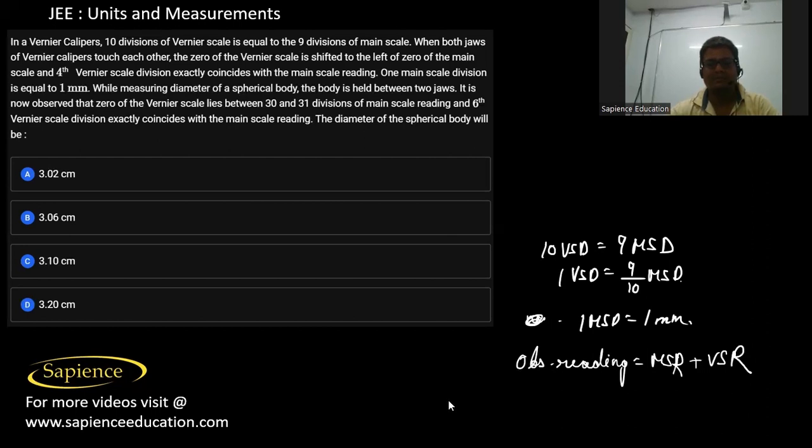So now, therefore, the observed reading is equal to the main scale reading, which will be 30 divisions of main scale. So it is 30 millimeter is the main scale reading plus vernier scale reading is 6 into the least count.